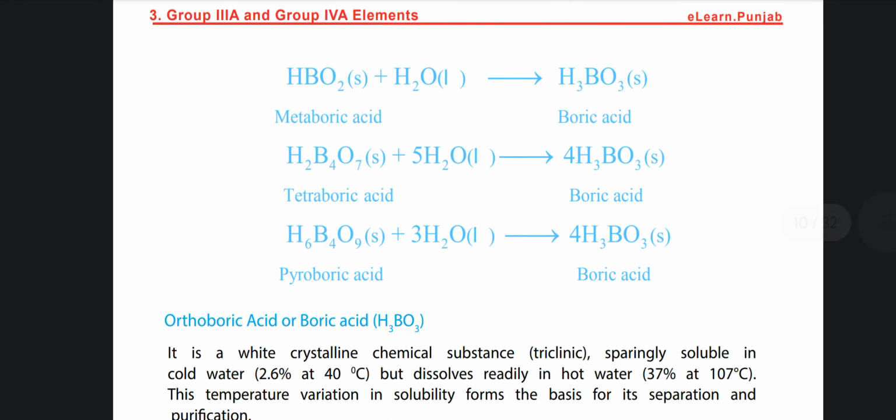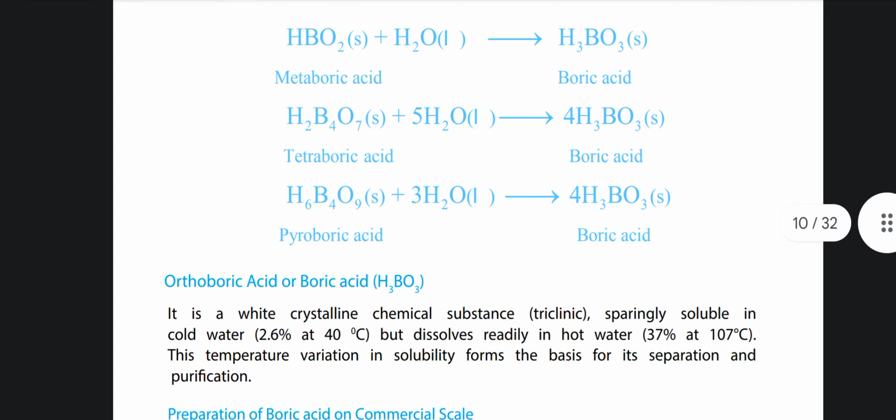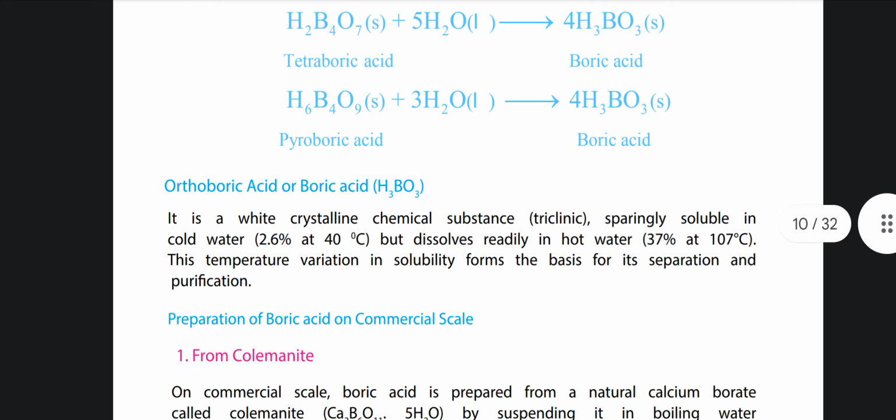HBO2 plus H2O gives us H3BO3, boric acid, from metaboric acid. H2B4O7 plus 5H2O gives us 4H3BO3, which is also boric acid, from the tetraboric acid. And H6B4O9 plus 3H2O gives us boric acid, 4H3BO3, from pyroboric acid.